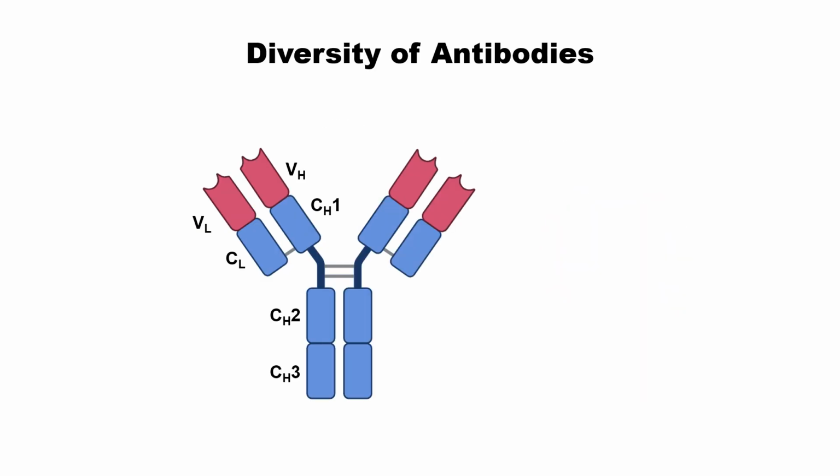Let's think about the diversity of antibodies. Antibody has variable regions and constant regions. And these variable regions make different kinds of antibodies. We know at least our body can generate millions of different kinds of antibodies. How can we generate so many different diversities?